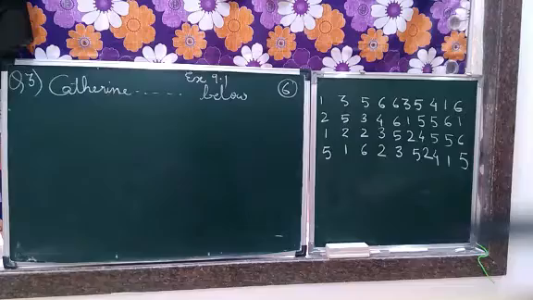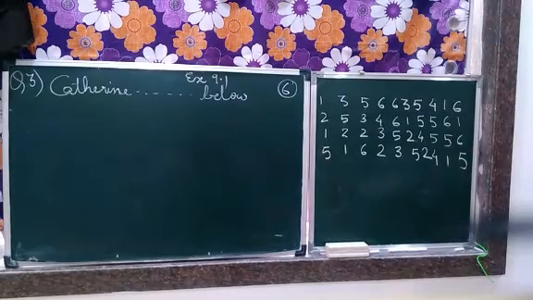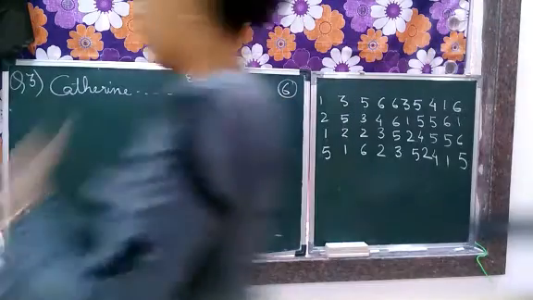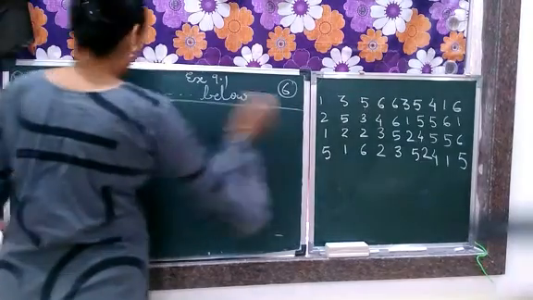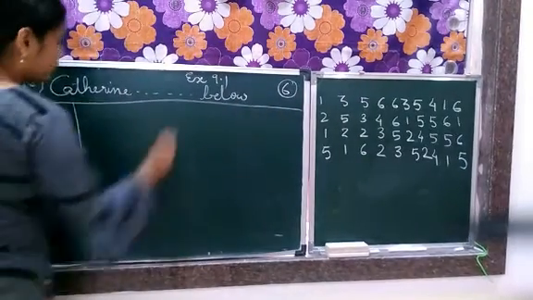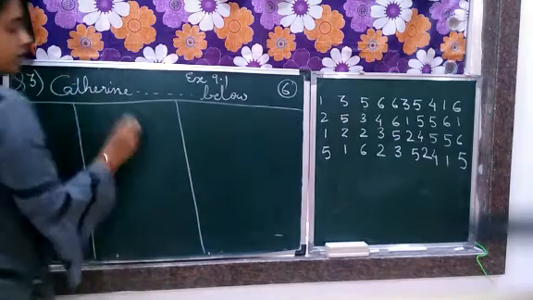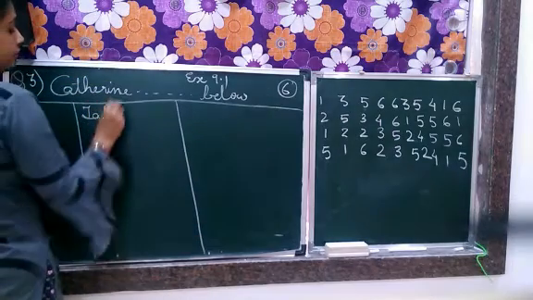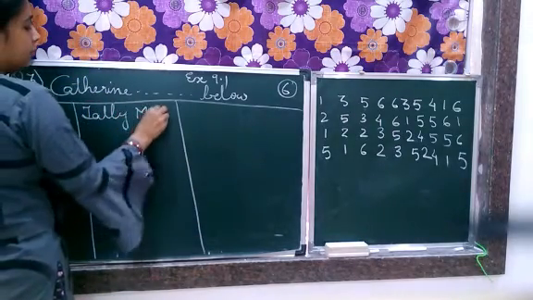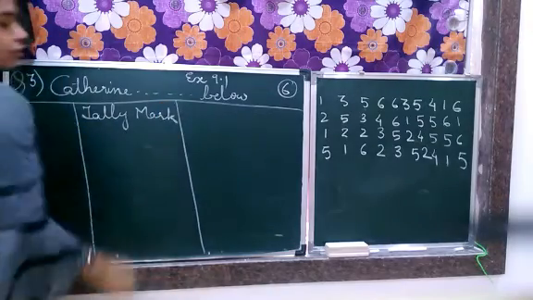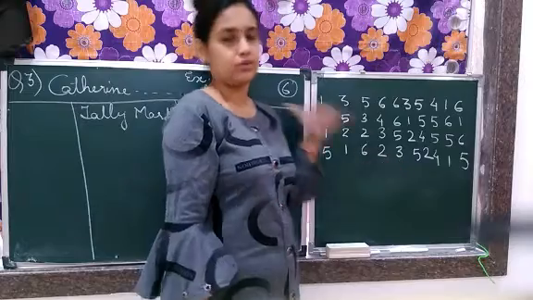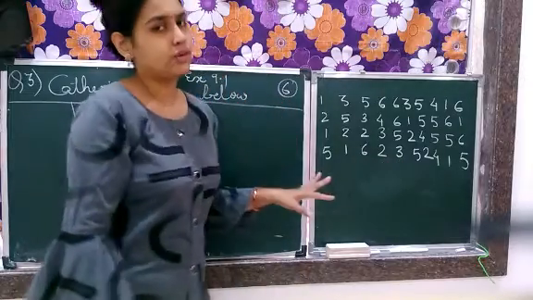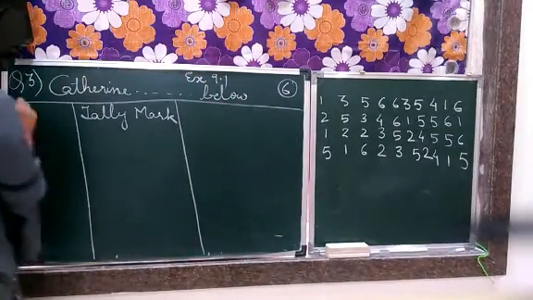Now we have to make a tally mark table and we have to answer some questions. So let's start. We all know a chart or table consists of 3 columns, in which the second column is the tally mark. The first column depends on the question. These are numbers on the dice. So if you want, you can write only numbers, or you can write numbers on the dice.